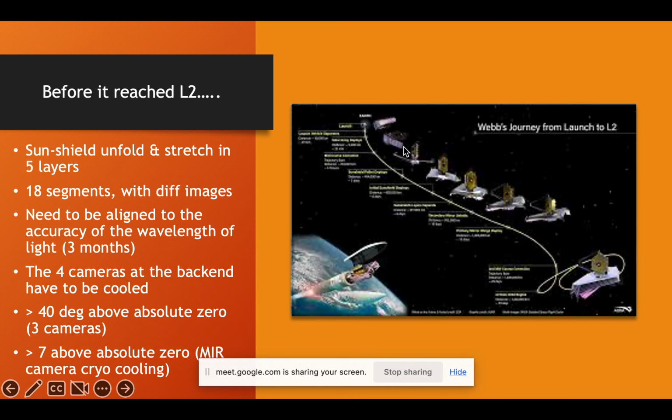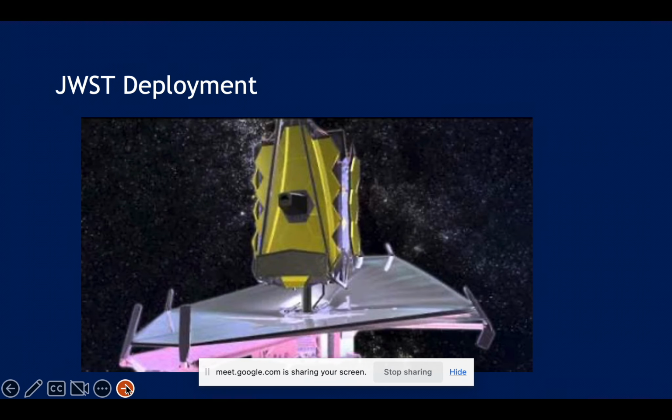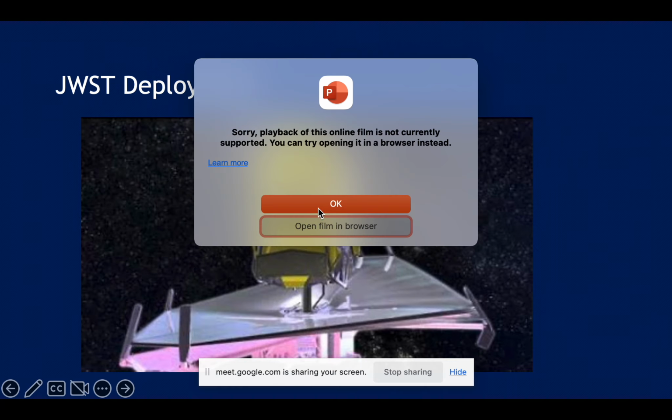So before it reached, all these things had to happen. You had the sun shield to open up, the 18 mirror segments, the cameras had to be cooled, and all this took place. This took about 6 months, the whole process. And only after that was the whole thing done, right?